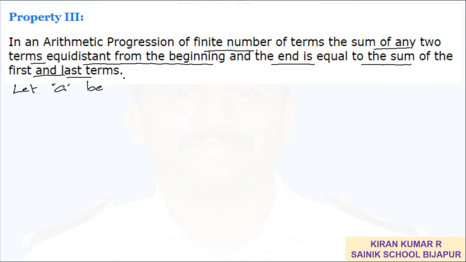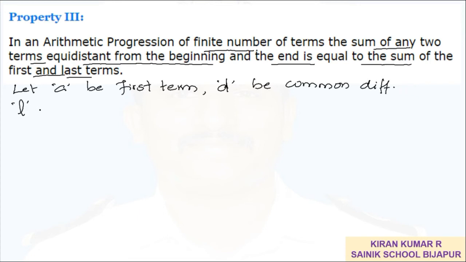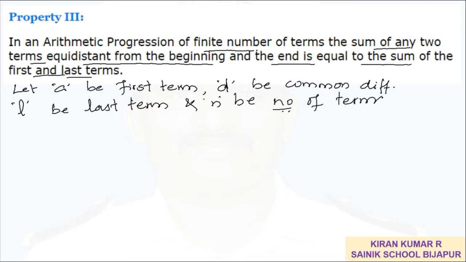a to be the first term, d to be the common difference, L to be the last term, and n be the number of terms. In this case, this n value is finite because they have given that it's a finite number of terms.